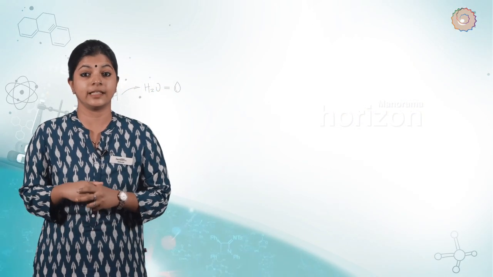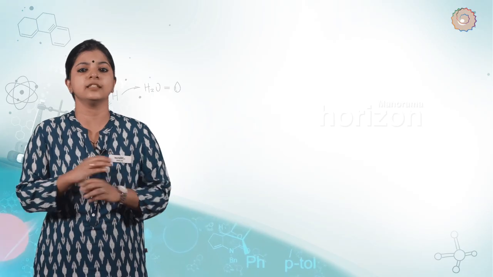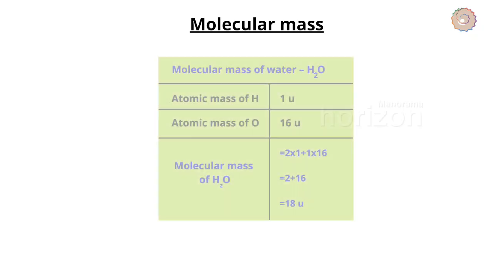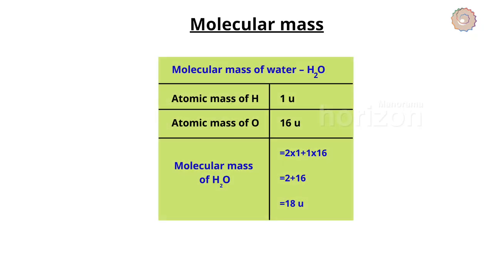We are familiar with the concept of atomic mass. This concept can be extended to calculate molecular masses too. The molecular mass of a substance is the sum of atomic masses of all the atoms in a molecule of the substance. For example, to calculate the relative molecular mass of water, which is H2O, we need to take the atomic mass of hydrogen, which is 1 u, and oxygen, which is 16 u. So the molecular mass of water, which contains 2 atoms of hydrogen and 1 atom of oxygen, is equal to 2 into 1 plus 1 into 16, that is equal to 18 u.